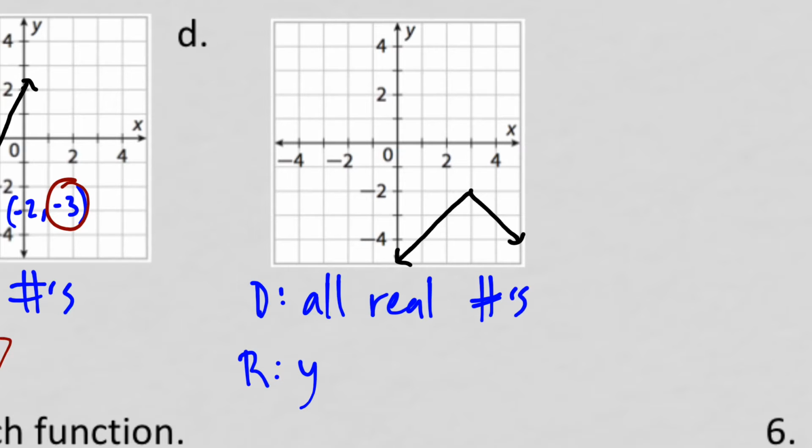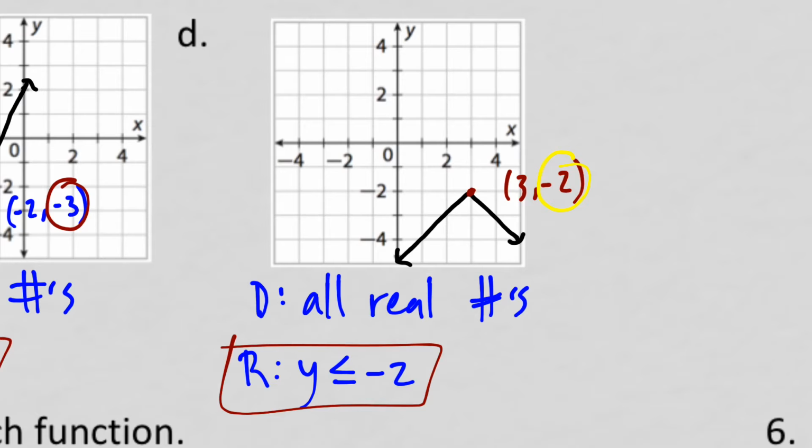Let's find the k value by finding the vertex. Here's the vertex. That's (3, -2). What you care about is the k value, which is the negative 2. So you're going to write y is less than or equal to. Why less than? Because it's going down, right? The graph only exists below that point. Less than or equal to negative 2. And that is the range.